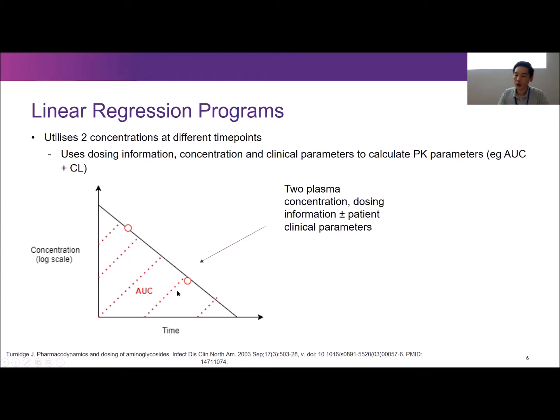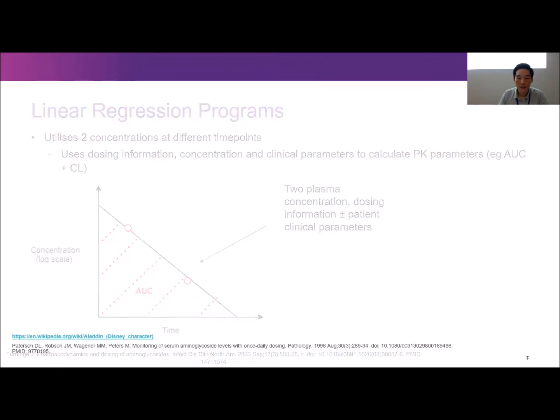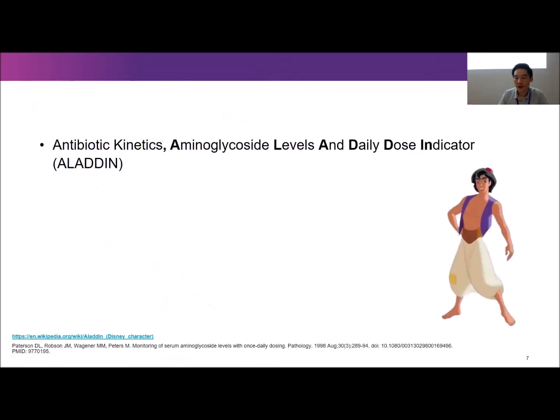Now, if you actually included additional patient parameters such as renal function, weight, height, and age, you can calculate other pharmacokinetic parameters as well, things like clearance or volume of distribution, if that's something that you're interested in. Probably the two most commonly used programs are either Antibiotic Kinetics or Aladdin, so Aminoglycoside Levels and Daily Dose Indicator. These are predominantly used for aminoglycoside dosing.